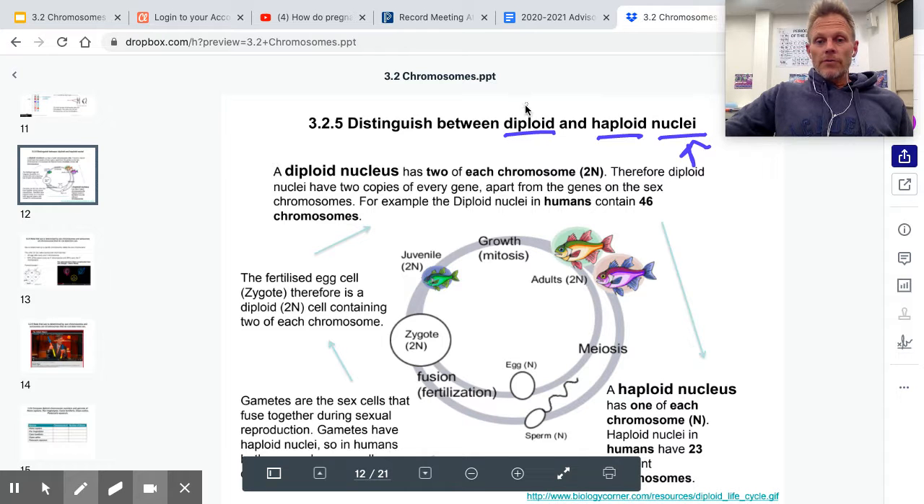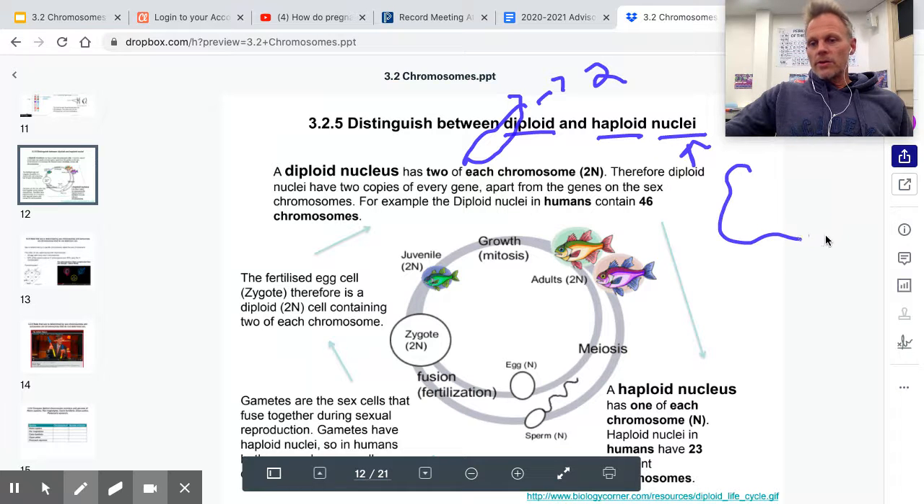So I'm sure you're familiar with the prefix di. The prefix di means two, right? Disaccharides, dinosaur, no. So it stands for two. So that means that there's two of something. So let's look at this.